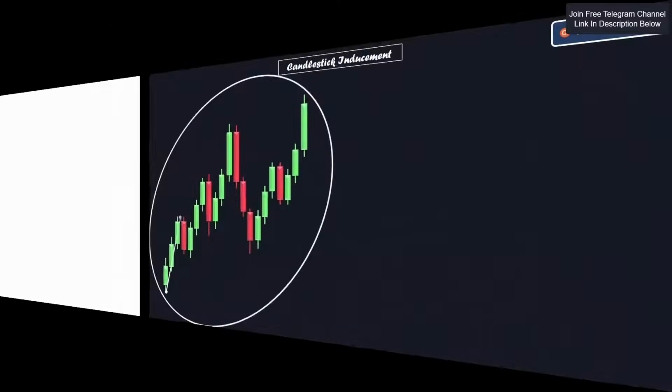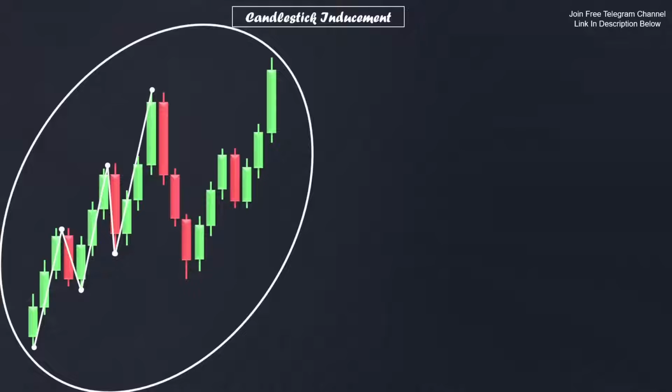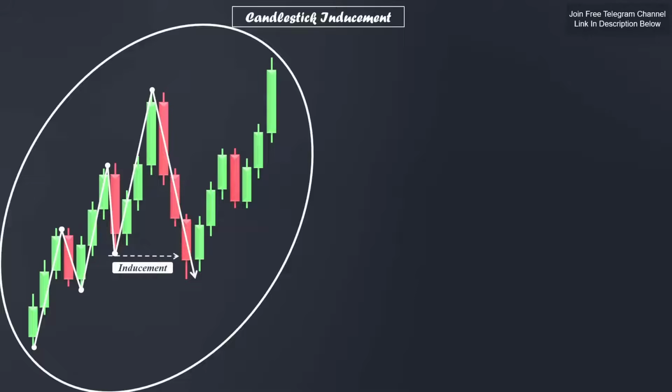Let's simplify this. In a bullish market, a valid inducement happens when price makes a pullback, small red candles, then dips below the lowest point of that pullback. If it breaks below or just wicks below, liquidity is swept. That's your inducement. Think of the wick as the market whispering, "Let me just borrow some liquidity real quick."